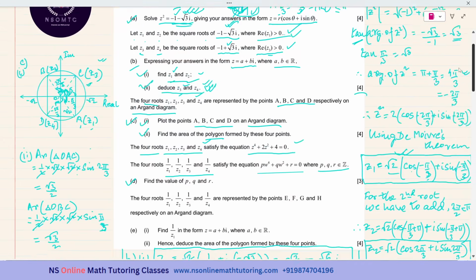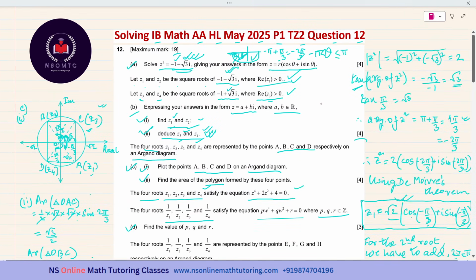So we have completed solving this question and also solving all the questions of this paper.